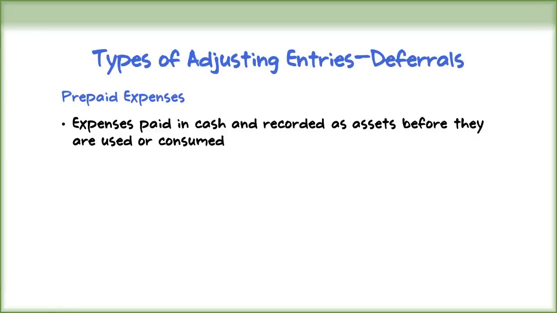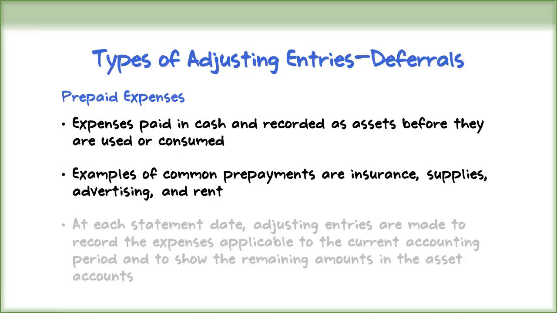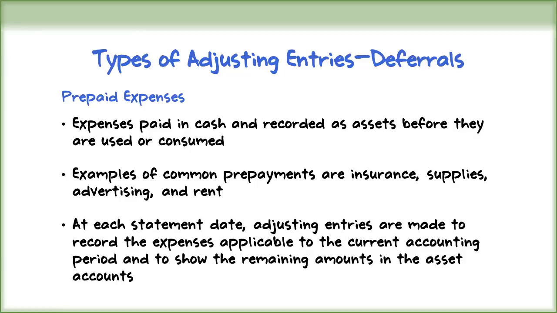Prepaid expenses are expenses paid in cash and recorded as assets before they are used or consumed. Examples of common prepayments are insurance, supplies, advertising, and rent. At each statement date, adjusting entries are made to record the expenses applicable to the current accounting period and to show the remaining amounts in the asset accounts.